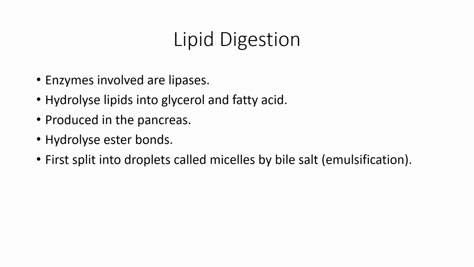The final group of enzymes I'm going to briefly mention are the lipase enzymes, which of course hydrolyze lipid. Lipids are broken down into glycerol and fatty acids. The lipase enzymes are of course produced in the pancreas, and they hydrolyze the ester bonds between the glycerol and the fatty acid. They will form into droplets called micelles, and for that to occur we need a process known as emulsification using bile salts.